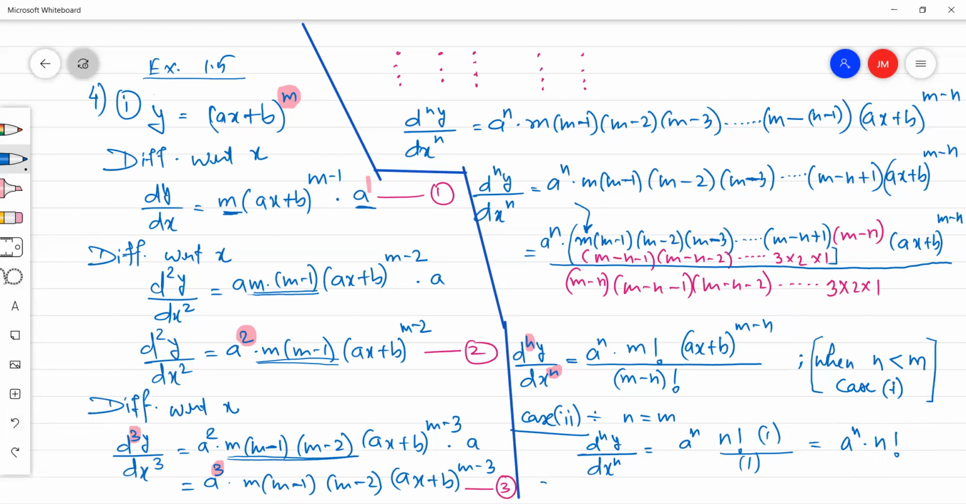So case 3. Case 3 is when n is greater than m. That is, the order derivative you are finding is more than the power of ax plus b. So what you will get in this case, you will get dny upon dxn. You know, when you have differentiated n times, you got this. Now you are differentiating once more.